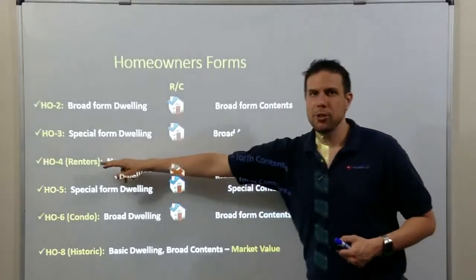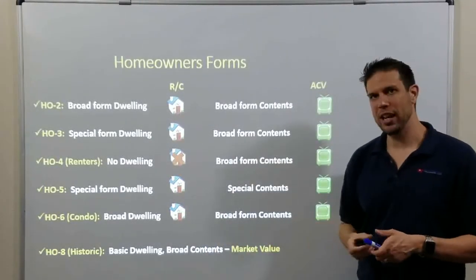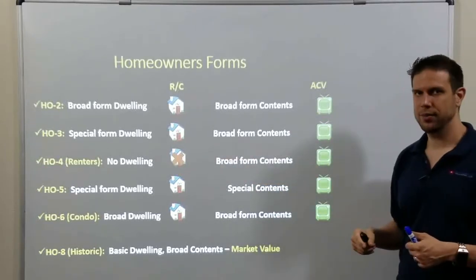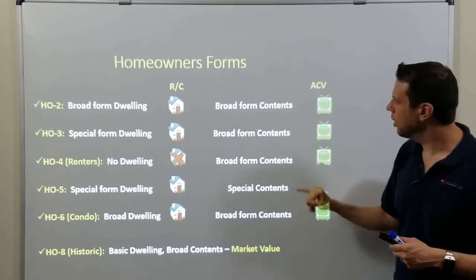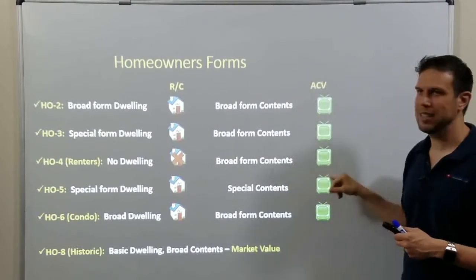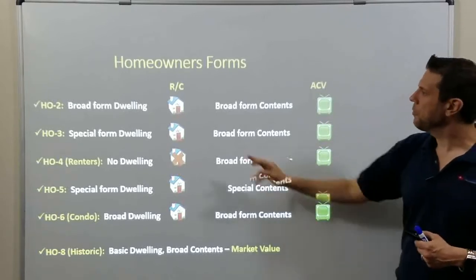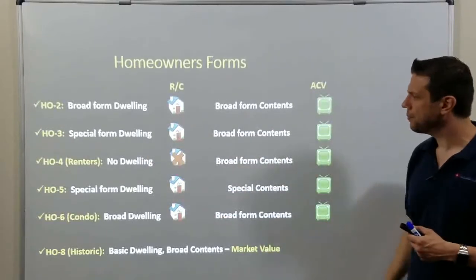The HO4 renter's policy, known as a tenant's policy, has zero coverage A because it's a renter's policy, broad contents. Are you kind of noticing a theme? Broad, broad, broad, broad. There's only one special contents. That's why an HO5 is the best comprehensive policy. So an HO4 is renters, no coverage A or B, yes coverage C.